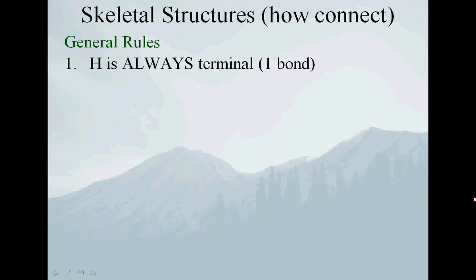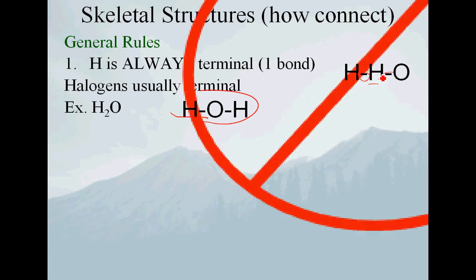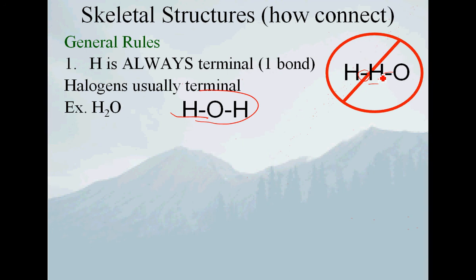So the first general rule is that hydrogen is always terminal, meaning it's always on the end. There's only one bond. Halogens are also always terminal, or usually terminal. So for example, water has this molecular geometry because hydrogen only wants to have one extra electron, so it only likes to make one bond. When I write H2O, even though I write H2 and O, you might want to think that it's H-H-O, well it can't be, because then this hydrogen is violating the duet rule because it's got 2 electrons over there and 2 electrons over there. And so that just doesn't make any sense. So hydrogen's always on the end.